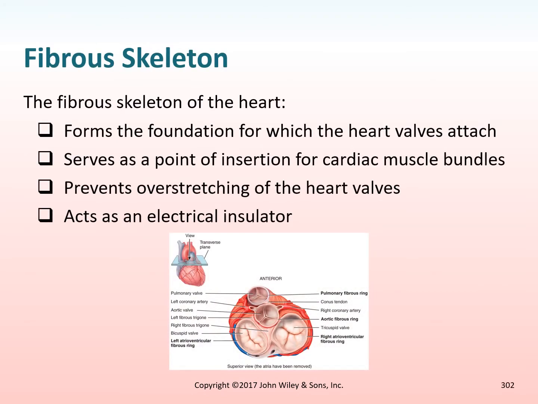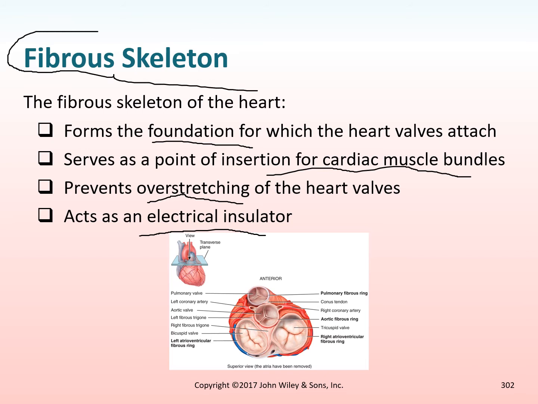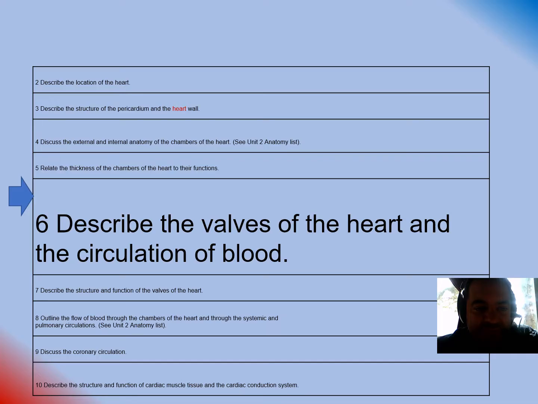The fibrous skeleton of the heart serves to prevent overstretching of the heart valves. It forms the foundation for which the heart valves attach. And the fibrous skeleton acts as an electrical insulator as well as a point of insertion for cardiac muscle bundles. So the heart underneath it has some collagen fibers and other fibers that keep it strong.